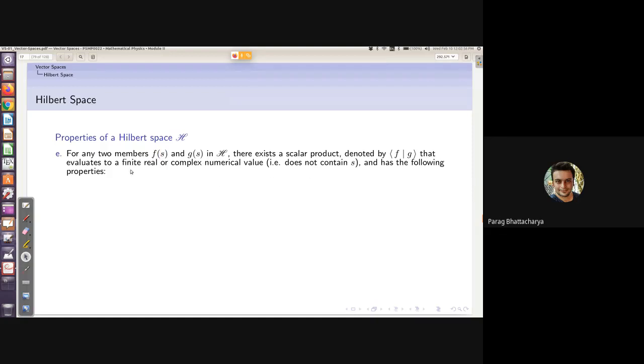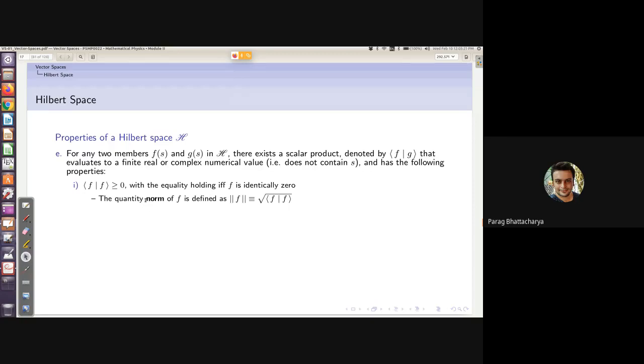And this has the following properties. First, the scalar product of F with itself will always be greater than or equal to 0, and it will be equal to 0 only if F is the 0 vector, or null vector. That is the only case in which this inequality becomes an equality.